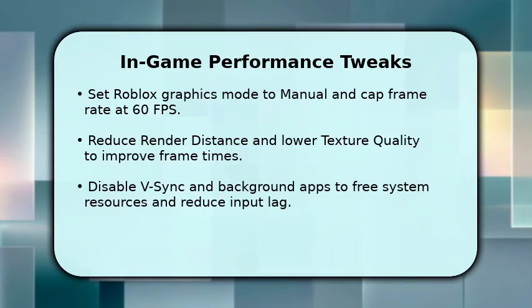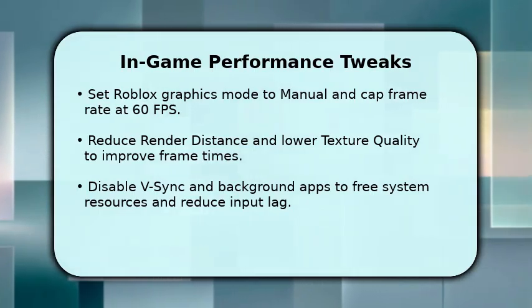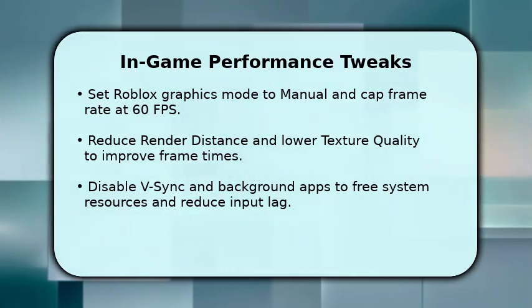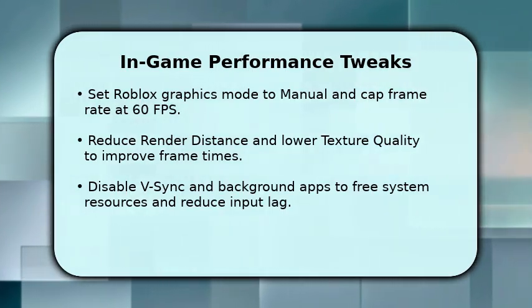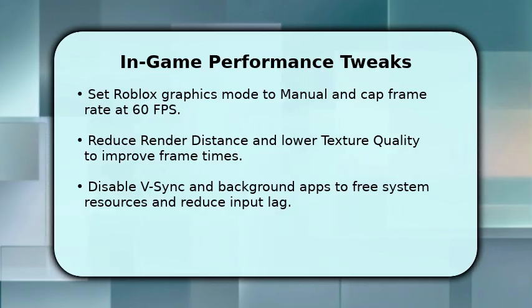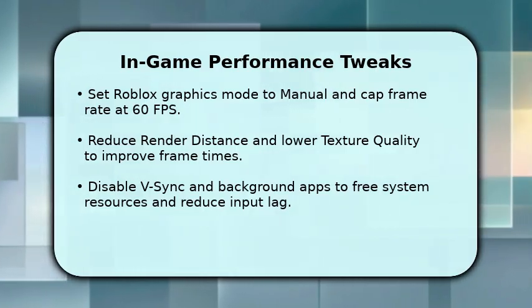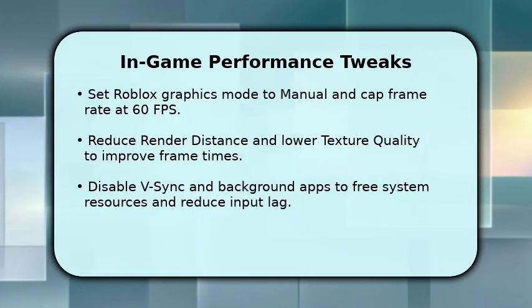Open Roblox settings and set graphics mode to manual to control quality precisely. Cap the frame rate at 60 FPS to stabilize timing and reduce stutter during motion. Lower render distance and decrease texture quality to reduce GPU workload in crowded scenes.